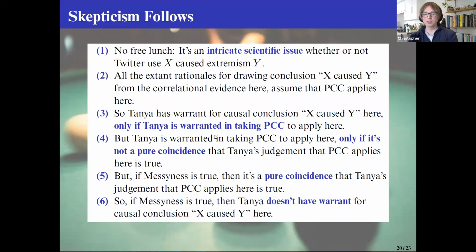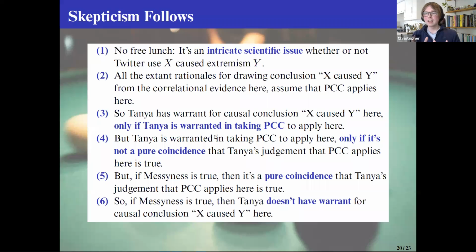So our experimenter in the Twitter case, Tanya, has warrant for her causal conclusion only if she's warranted in taking the principle of the common cause to apply to her experiment. But I think it's fair to say she's only warranted in taking that principle to apply if it's not a pure coincidence that her judgment about whether it applies is true. But I've just argued, if the doctrine of messiness is true, then it is indeed a pure coincidence that Tanya's judgment here is true. So the conclusion: if the doctrine of messiness is true, then Tanya does not have warrant for her causal conclusion. And this is a pretty radical form of skepticism that follows.